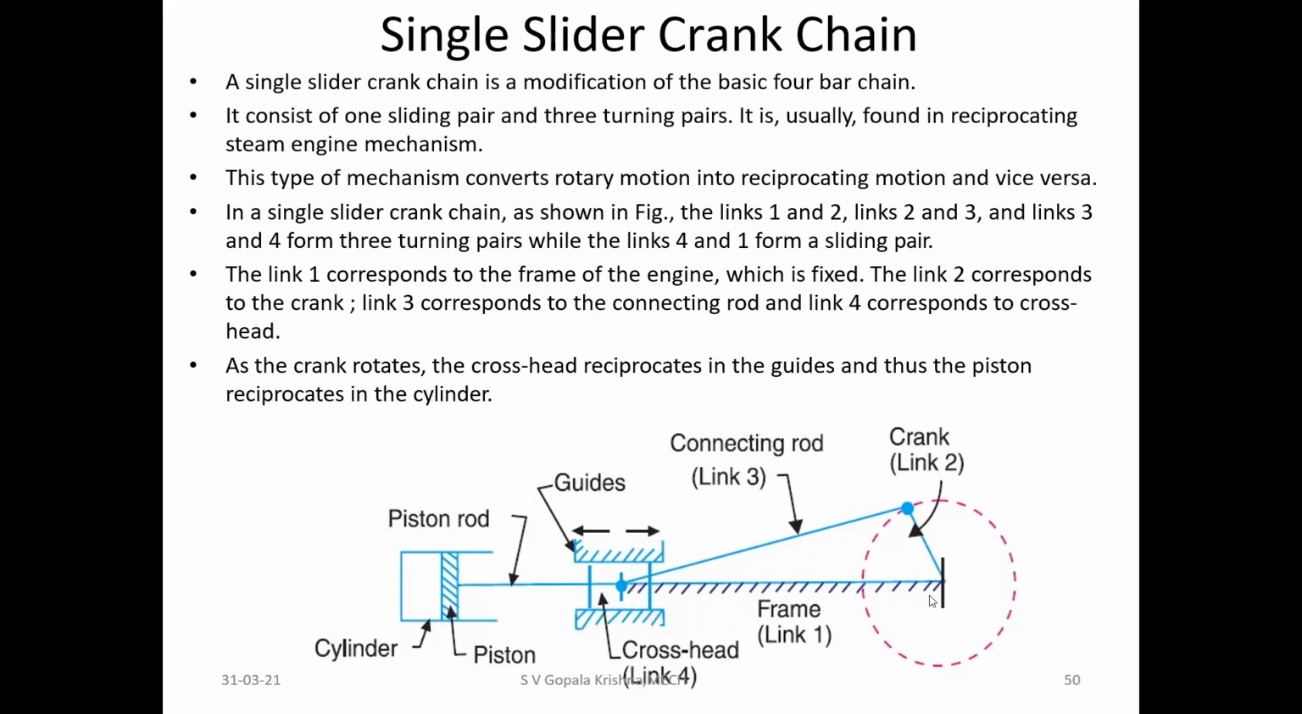So this is the frame, and it is acting as link one, the fixed link. This place is also considered as the fixed link, or they may also take it this way. And the crank is acting as link two. The connecting rod is acting as link three. And the cylinder and piston arrangement is acting as link four.